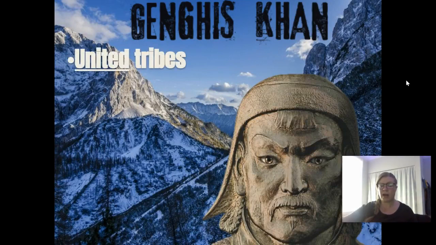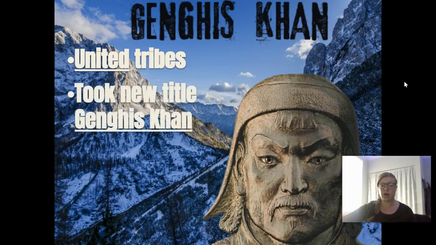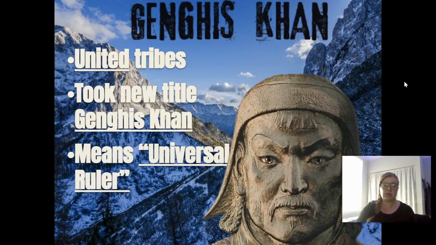Genghis Khan united the tribes as one, so he went from tribe to tribe and united them, convincing them that they were stronger as one whole union. And he took the title of Genghis Khan. So this means Genghis Khan means the universal ruler. That's what Khan means, universal ruler.